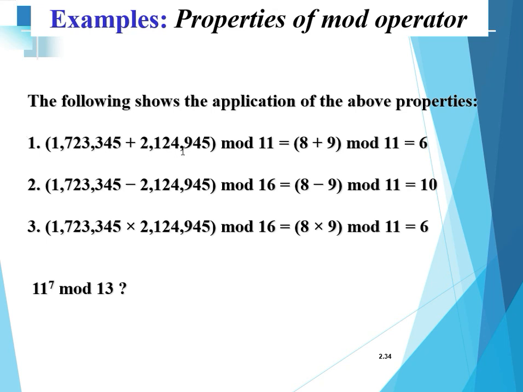These are the examples where we can find a very large number mod 11, which is equal to (8 + 9) mod 11. The result is 6. Similarly, we will see in other examples as well. This question needs a solution from you. You can do it on your own. If you find any difficulty, then comment, and I will give you the solution of this question.